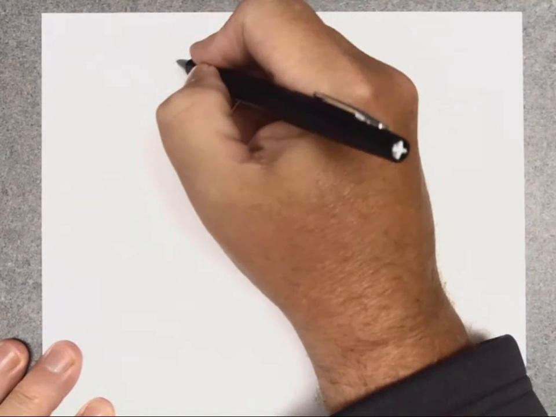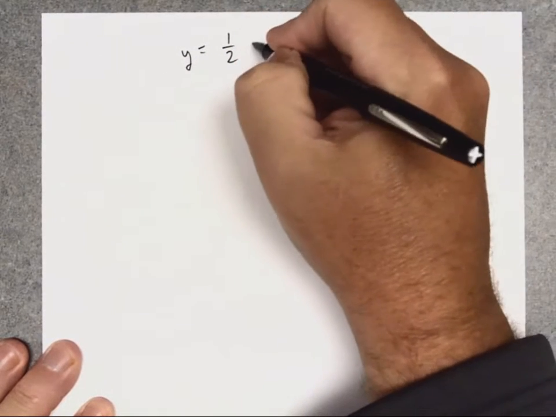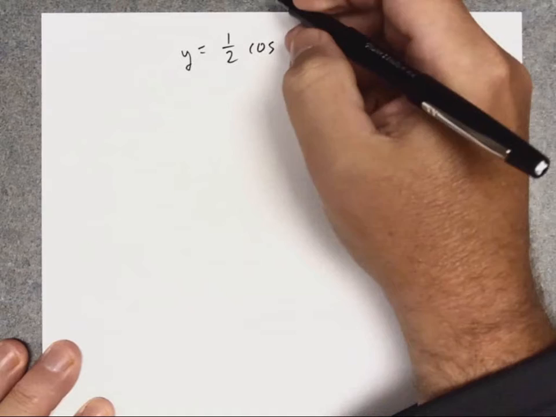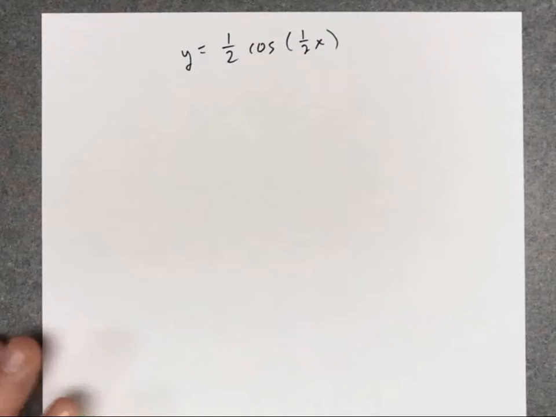All right, let's just do a few more of the kinds of problems you're going to see in the homework. Hopefully you're starting to see how this works, and it's not too difficult. Let's go back and do another cosine. Y equals 1/2 cosine 1/2 x. All right, that looks interesting.